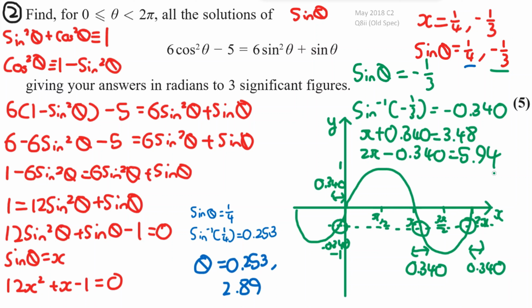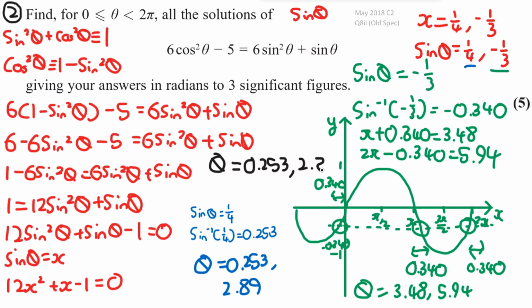So therefore the theta values are 3.48 and 5.94. Be careful not to include this value as it doesn't belong in the interval. And therefore all of the theta values are all of these values together. So 0.253, 2.89, 3.48 and 5.94. So these are the solutions.